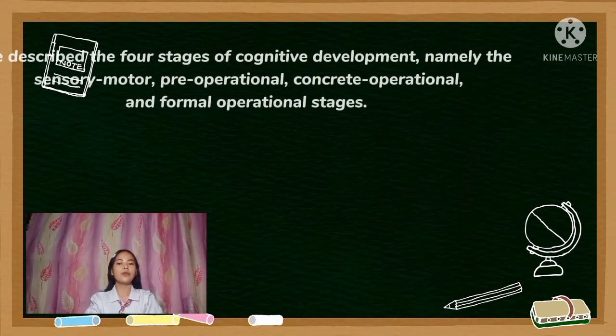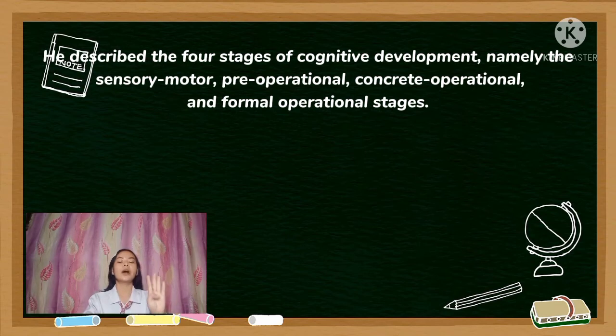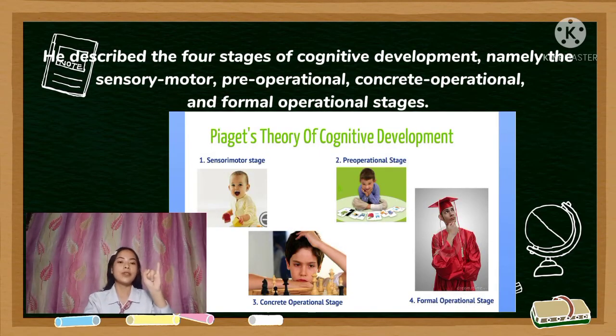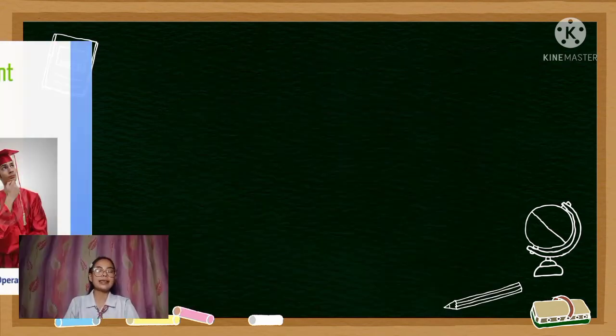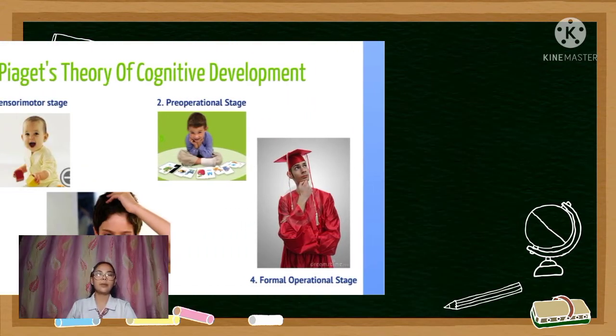He described the 4 stages of cognitive development. Firstly, number 1, sensory motor, number 2, pre-operational, number 3, concrete operational, number 4, formal operational stages. So each has a characteristic way of thinking and perceiving that shows how one's cognitive abilities develop. Let us have a brief discussion about this theory.